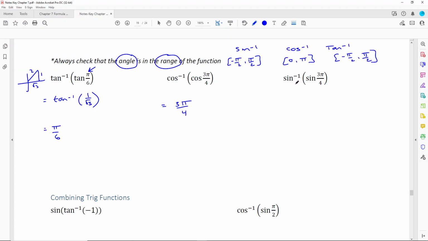And we're like, okay, so now we've got the inverse sine of 3π/4. Now, whoa. The restricted range of sine can only go up to pi/2. Pi/2 with a denominator of 4 would be 2π/4. So this is too big. So what should we do? Well, let's figure it out.